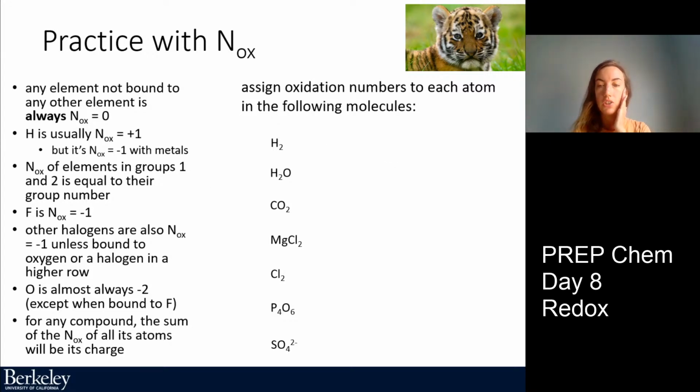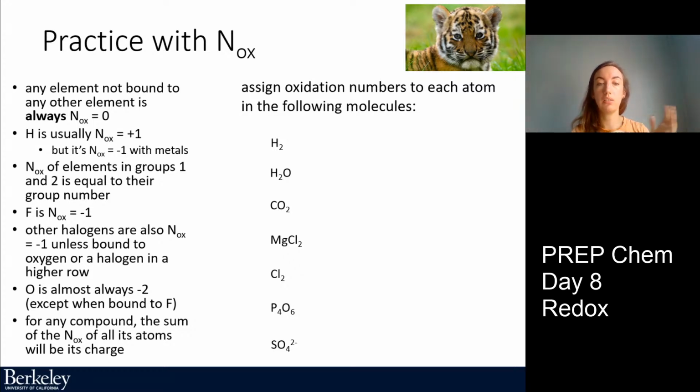So there's a question in the chat that says, do you add the oxidation numbers? So in order to follow the last rule, yes, the sum of all of the oxidation numbers of all of the atoms will be its total overall charge. So for H2O, I have 2 hydrogens and 1 oxygen, and the overall molecule is neutral. It has a charge of 0.